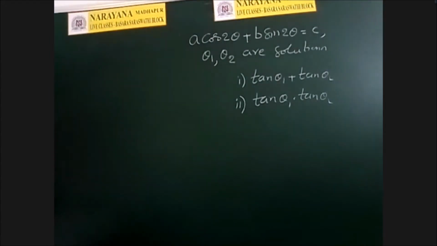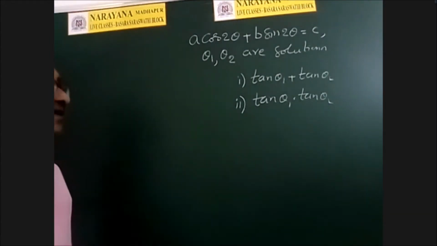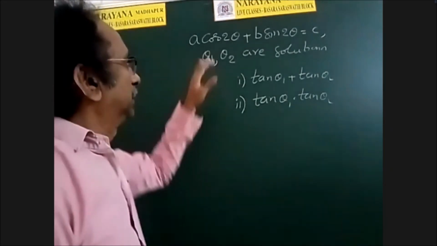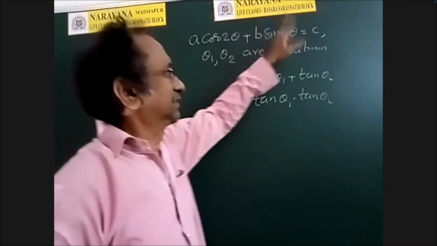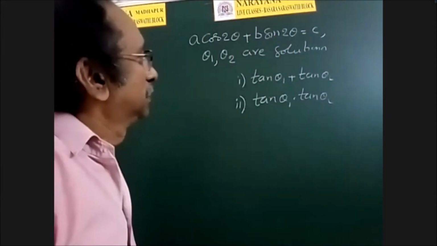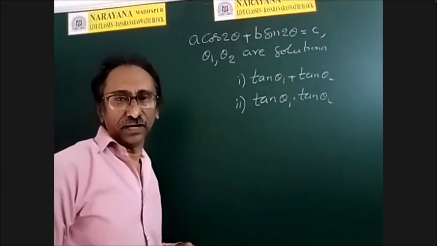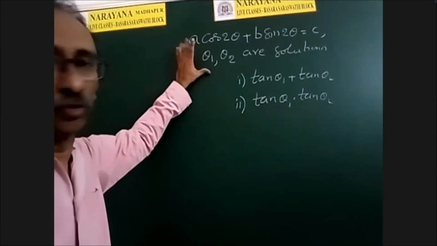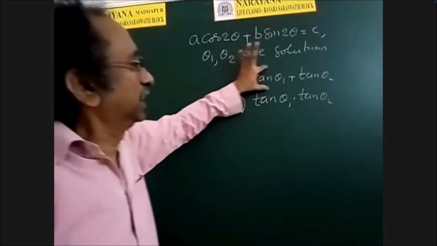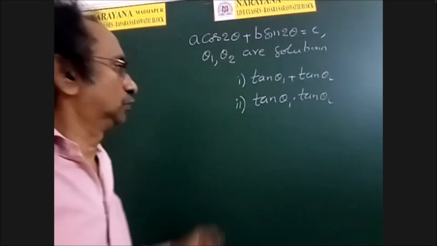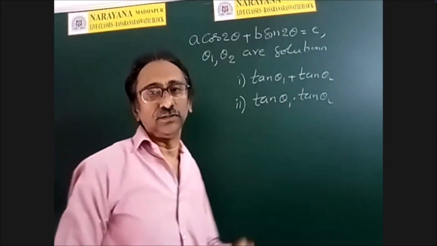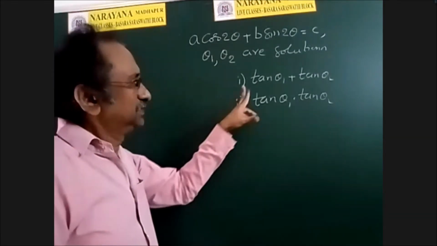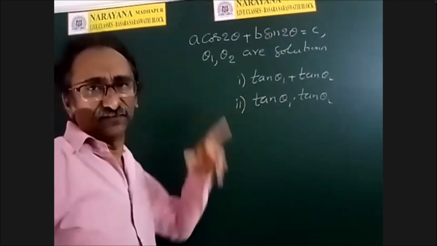See, if it is not given, definitely I will do this problem as in the previous problem. That is, it is of the form a cos theta plus b sin theta is equal to c like that. Divide with root a square plus b square like that. But the question is, if theta 1 and theta 2 are solutions, then what is tan theta 1 plus tan theta 2 and what is tan theta 1 into tan theta 2? So here, if you see, it is of the form sum of the roots, product of the roots.